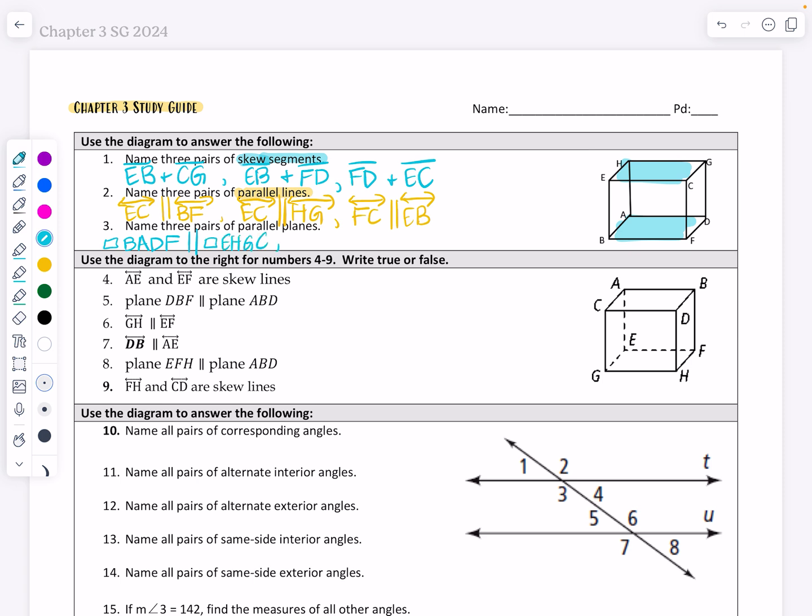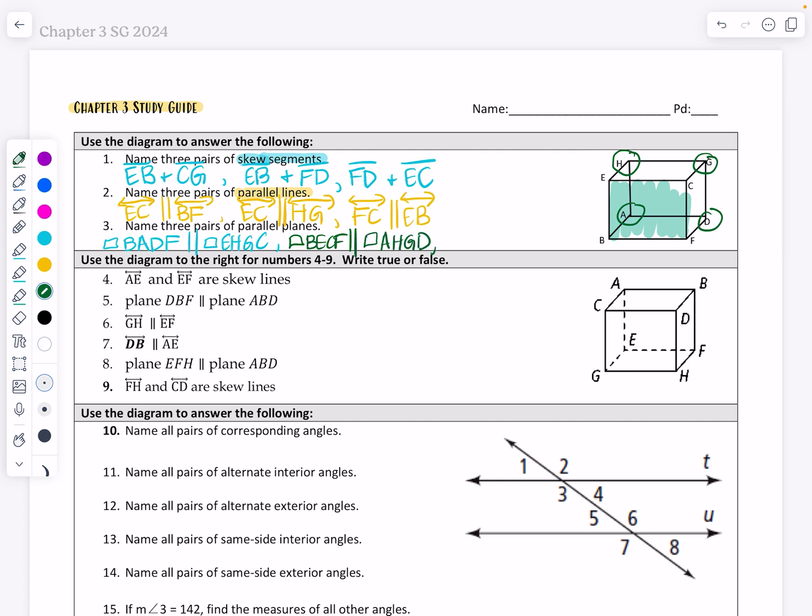EHGC. So those, the ceiling and the floor, are going to be parallel. Now let's name the front wall and the back wall. So what is that front wall? That front wall is going to be those 4 corners, BECF, plane BECF. You only need 3, but I'm going to go ahead and use all 4. What are those 4 back letters for the back wall? That is going to be AHGD.